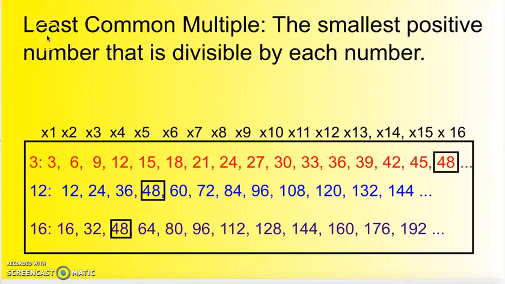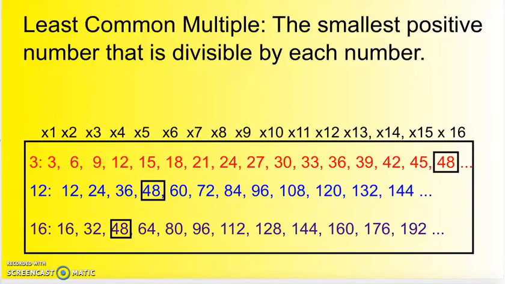So we're going to actually stop when we find the first common multiple, the least one, the smallest one that they all share. So this is one way that I can actually find the least common multiple. I can list all the multiples of each number, or as many as I need, to find where they actually share a number.